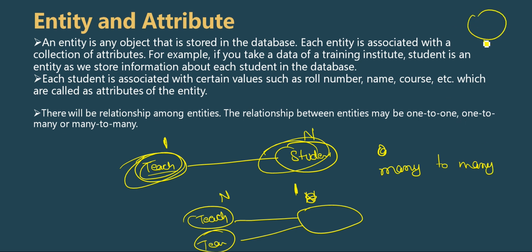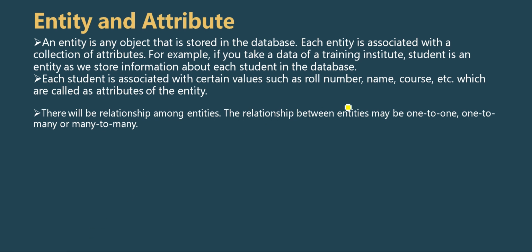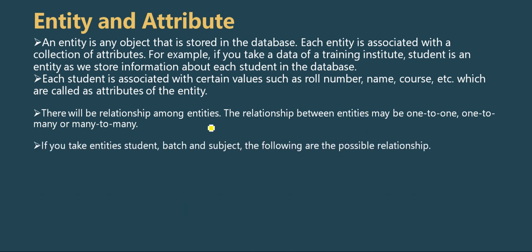In our school there are many periods, right? Period 1, period 2, period 3. In period 1 an English teacher will come, then a Hindi teacher will come. So multiple teachers are teaching the same students. So n number of students and n number of teachers, n to n, which means a many to many relationship between them. So in a school we basically have n to n, many to many relationships. If you take the entities student, batch and subject, the following are the possible relationships.